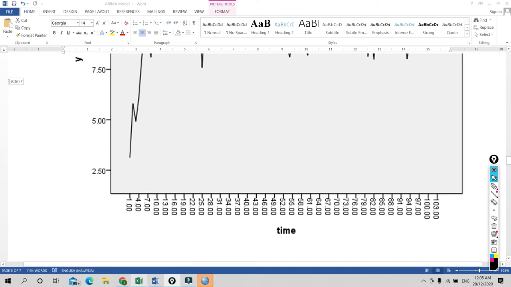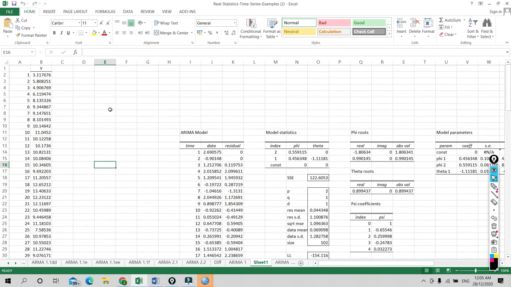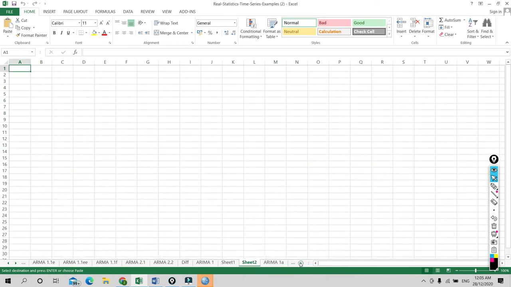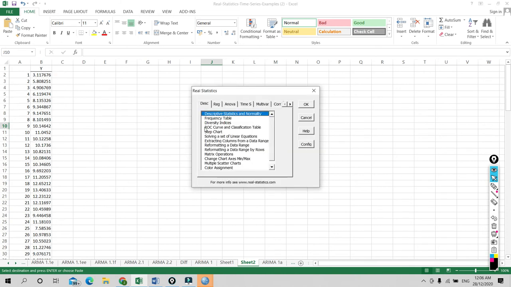So let's say I go to the Real Statistics just now. I just copy this data into a new worksheet. I try to find the graph here, so I add the new worksheet and copy the data here. I want to find out what happens if I do not do a differencing.